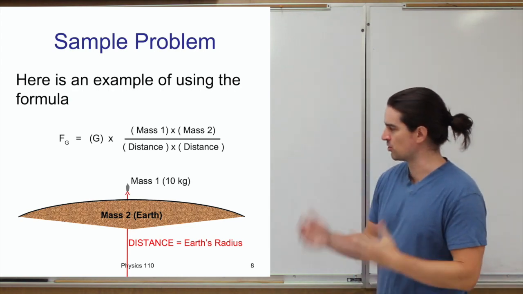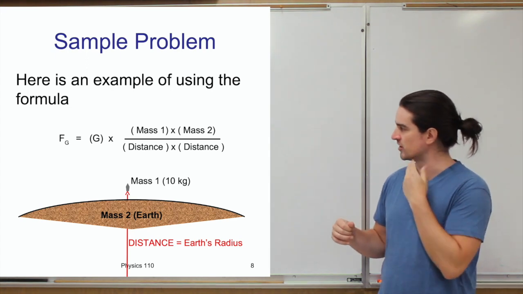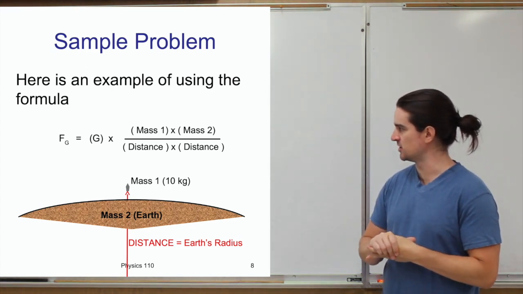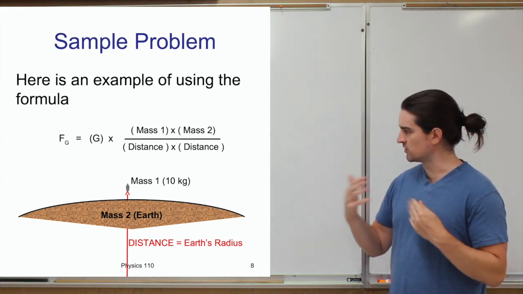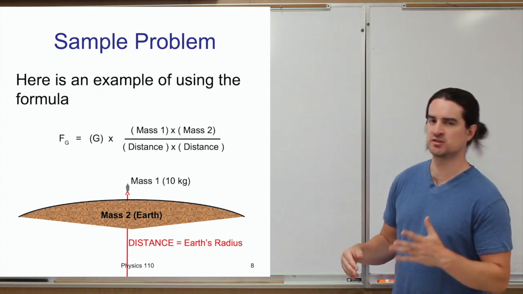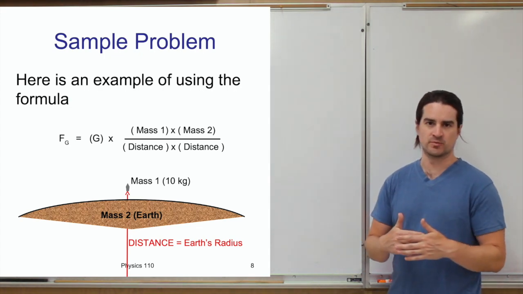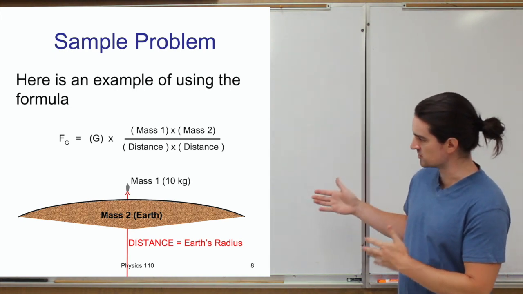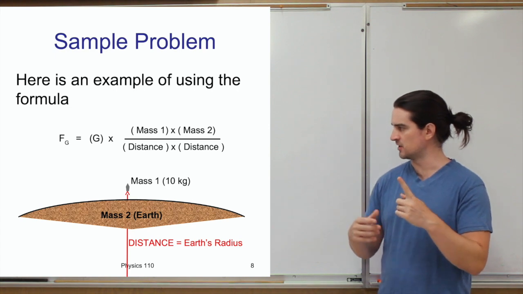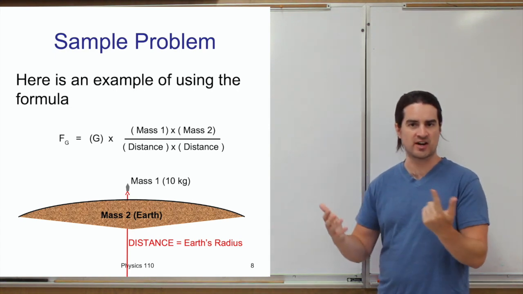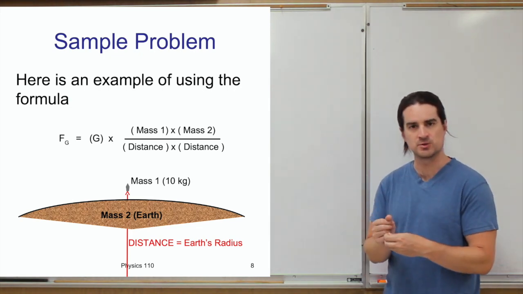Okay, so we're just going to walk through a sample problem. It involves using some pretty big numbers with scientific notation. So if you're not too familiar, don't worry about it too much. It's more of an exercise to see what comes out of this formula. So for instance, if we took two masses, one mass being a 10 kilogram piece of iron, the other mass being the Earth, right? What's the force of gravity between those objects?